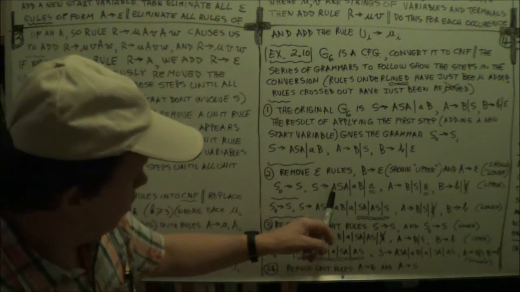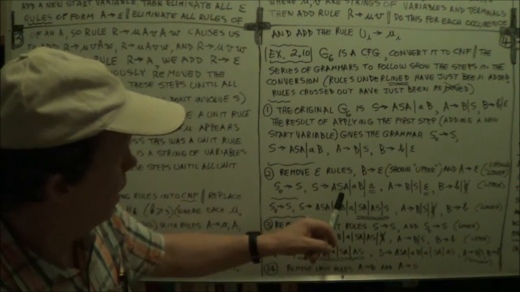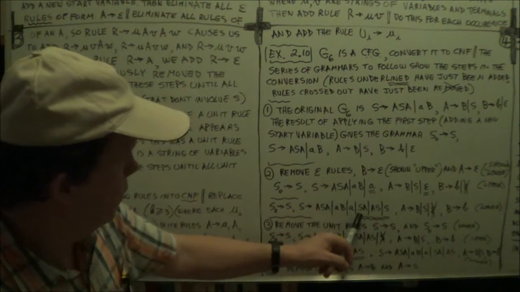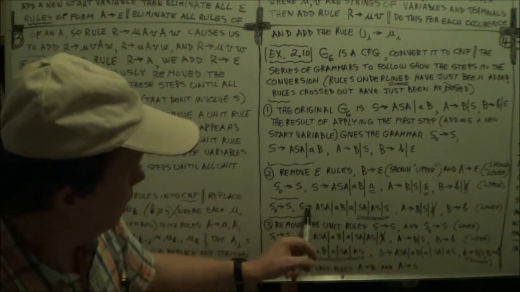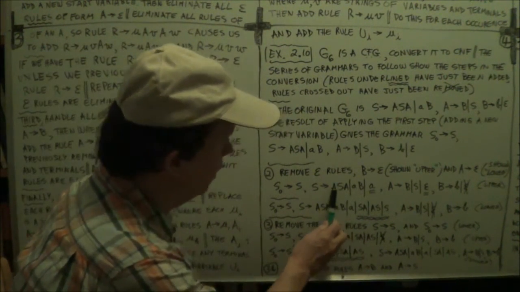So let's throw out this one first. So we'll have S, arrow, S, A. So add that rule. You've got S, arrow, S, A. That rule has been added, so double line underneath it. Okay? S, arrow, S, A. That comes from here and throwing out the first one.